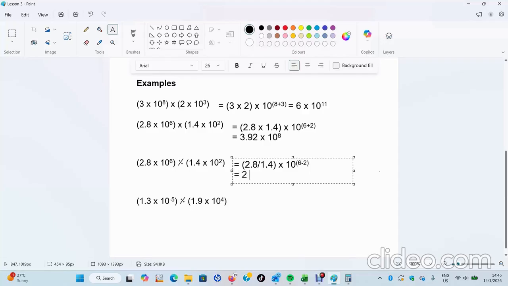Then this next example, I won't write anything down. The answer, you'll first get 0.68 times 10 to the power minus 9. But you can't have 0.68, so the answer becomes 6.8 times 10 to the power minus 10.